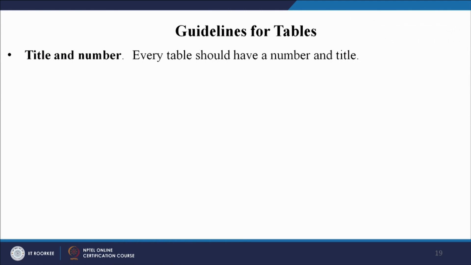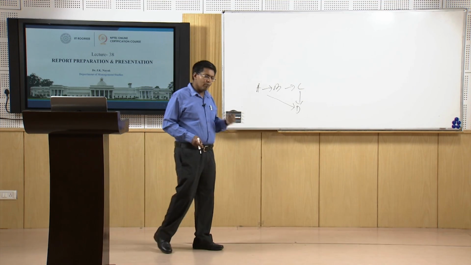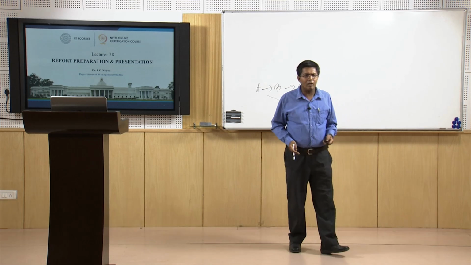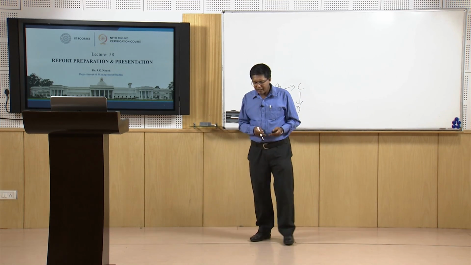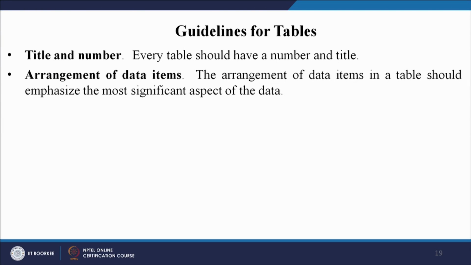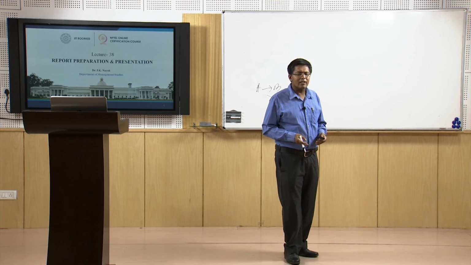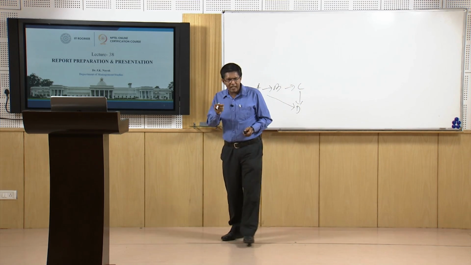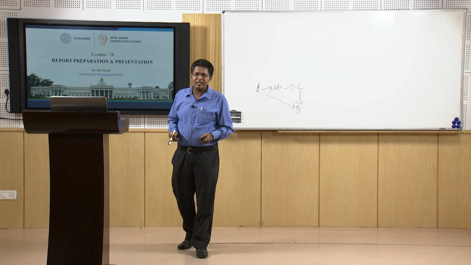So, the guidelines for tables are now important. Every table should have a number and title, both at the table level and within the main chapter also. The arrangement of the data items in a table should emphasize the most significant aspect of the data. So, you can bold it, you can highlight it, so that one can easily see and understand it.